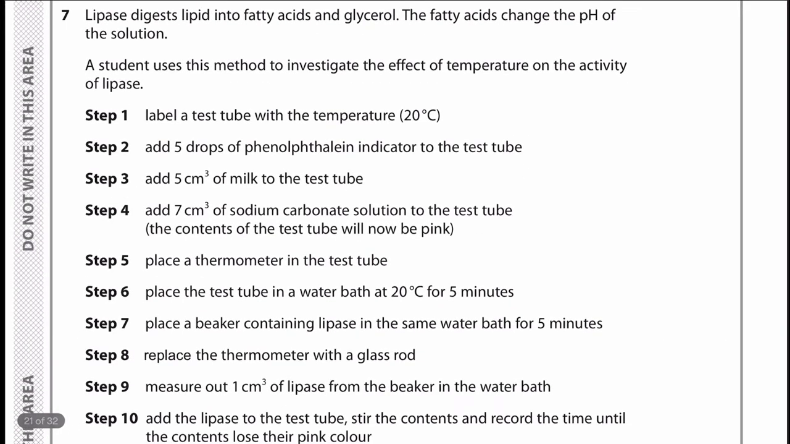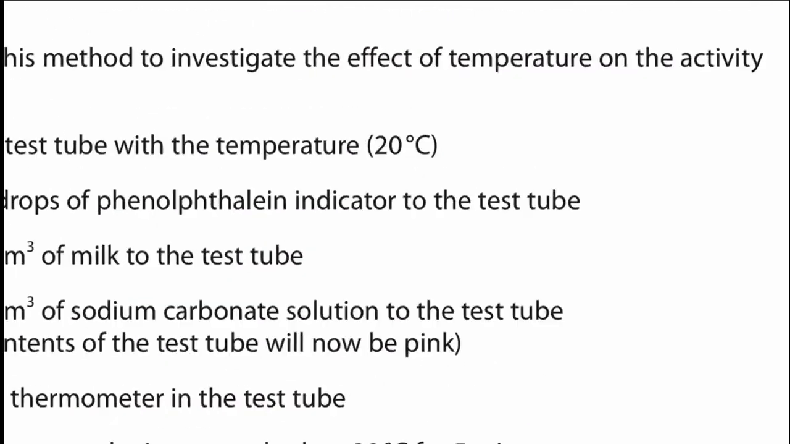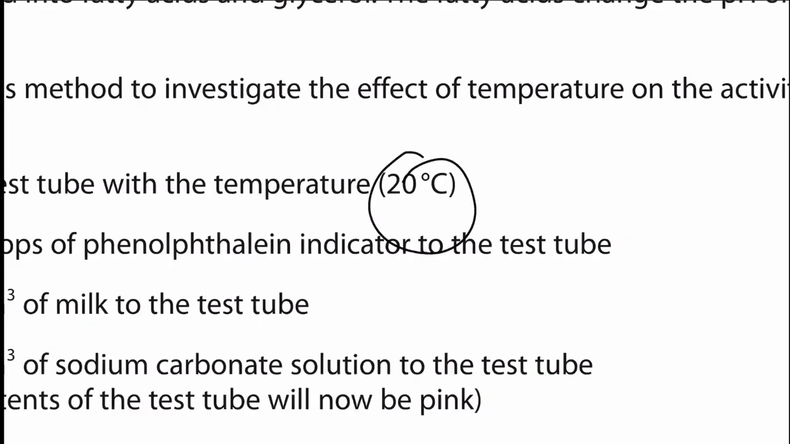So in 6 and 7, it's asking us to put the test tube in. The test tube is filled with what? Let's read steps 1 to 6 here. So we have a test tube labeled 20 degrees Celsius. Add 5 drops of phenolphthalein indicator to the test tube. Add 5 cm cubed of milk. Add 7 cm cubed of sodium carbonate solution. Place a thermometer and place the test tube. So we can see here the test tube is for the 20 degrees Celsius condition.